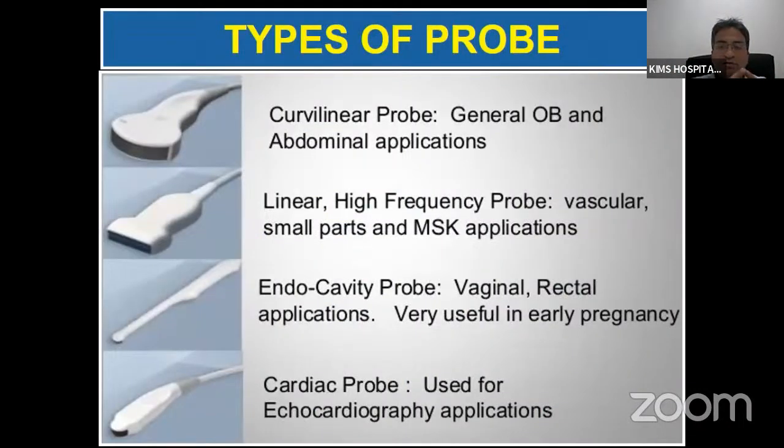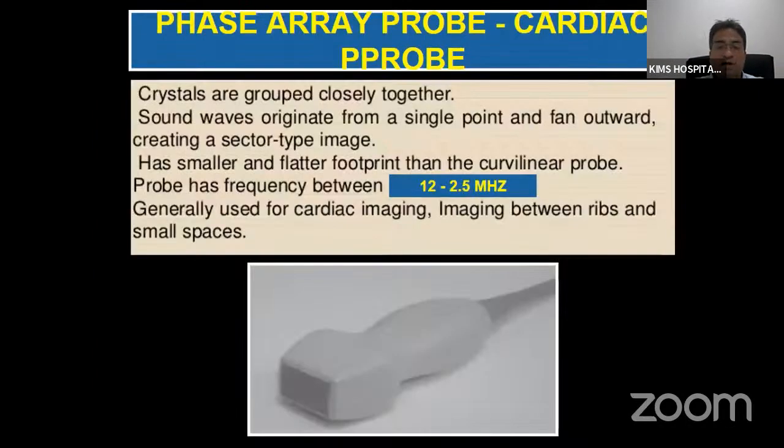Okay, so to start with, there are 4 probes. The curvilinear probe is used for the abdomen and for the fetal echo. The linear probe we use for vascular structures. The endocavity probe is for vaginal and rectal examination. And the most common is the small C-shaped cardiac probe that is used for echocardiography. The same probe can be used for the neurosonogram also. That's why in neonatology, the same neurosonogram probe can be used as the fetal echocardiac probe also.